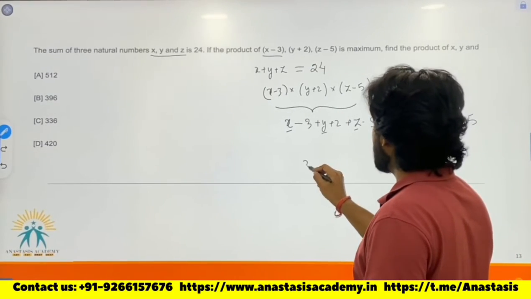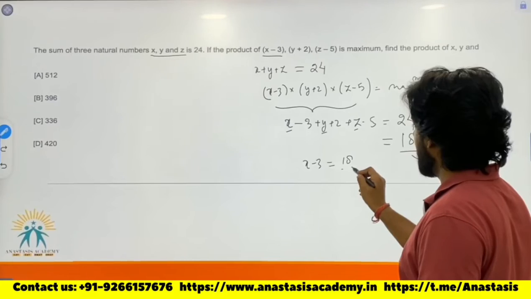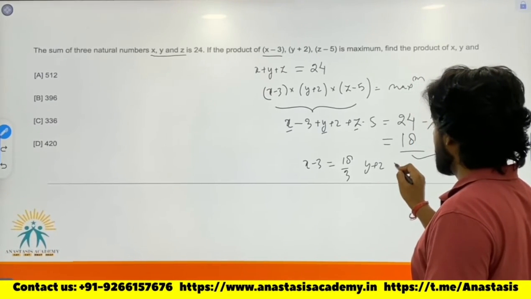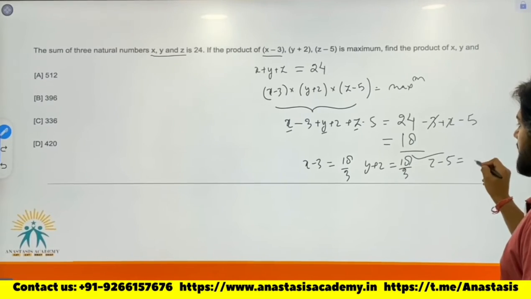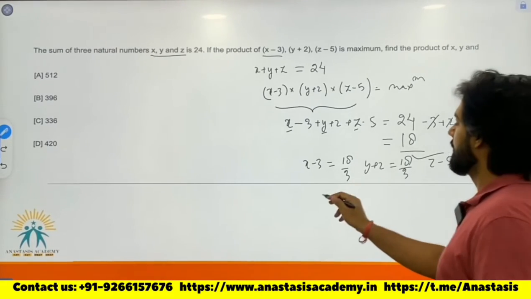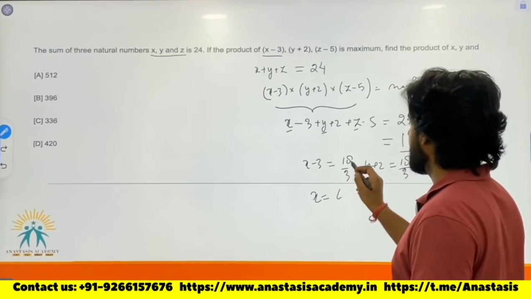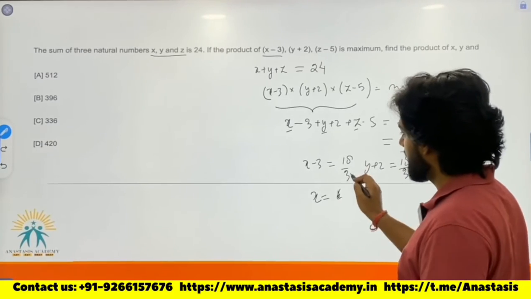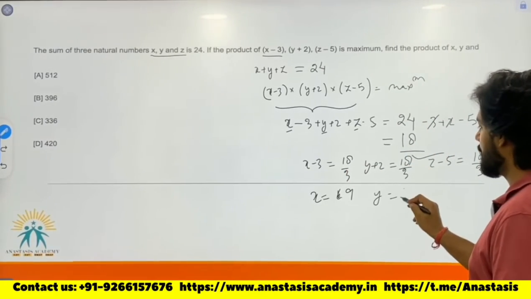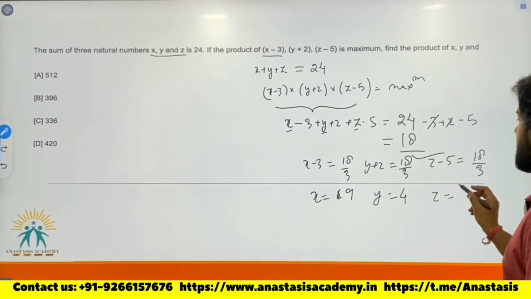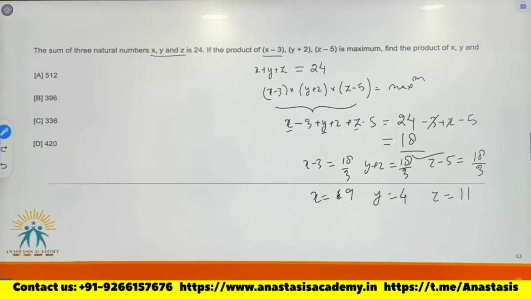So the sum of these three terms is 18. So each term would be 18 by 3: x minus 3 is 18 by 3, y plus 2 is 18 by 3, z minus 5 is equal to 18 by 3. From here I get x as 6 plus 3, this is 6, 3 goes to this side, 9. y is 6 minus 2, 4. And I got z as 6 plus 5, 11.